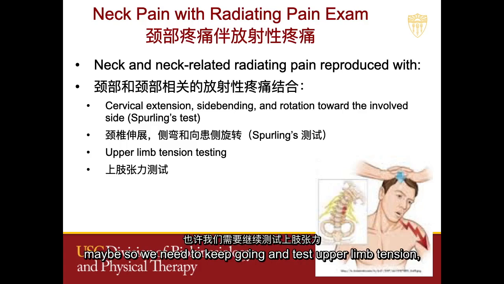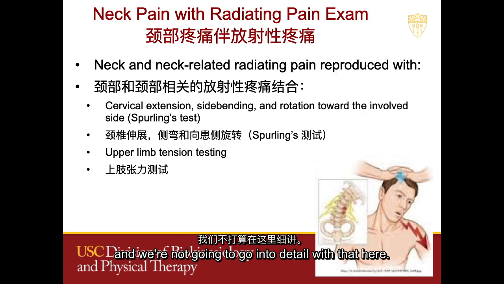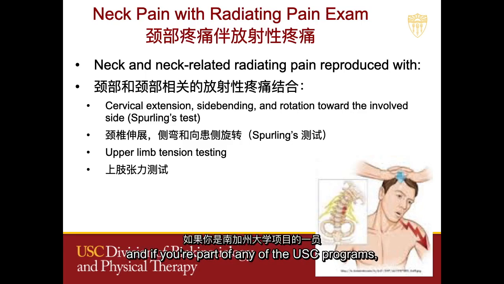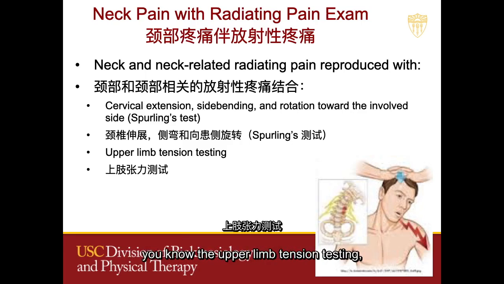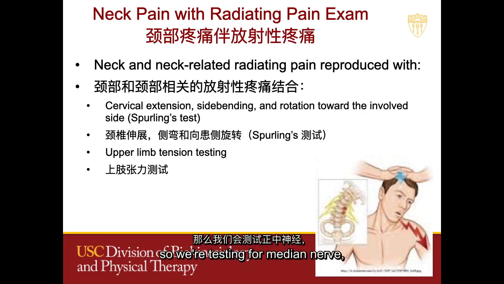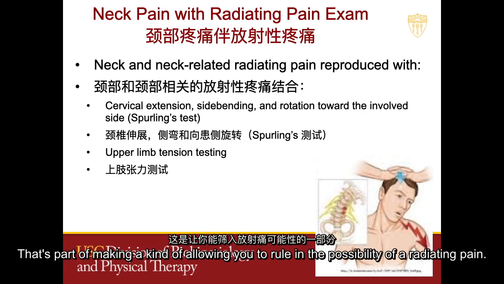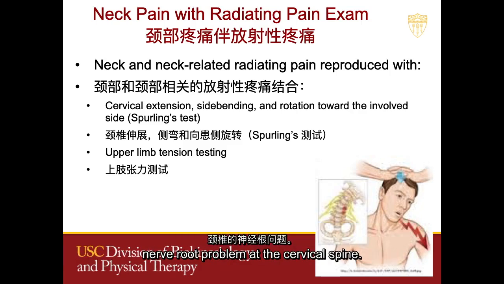So we need to keep going and test upper limb tension. And we're not going to go into detail with that here, but hopefully we'll have time to do that in lab. And if you're part of any of the USC programs, you know the upper limb tension testing. So we're testing for median nerve, radial nerve, ulnar nerve. And if one of those tests is positive, especially with changing head position, then again, that's part of allowing you to rule in the possibility of a radiating pain nerve root problem at the cervical spine.